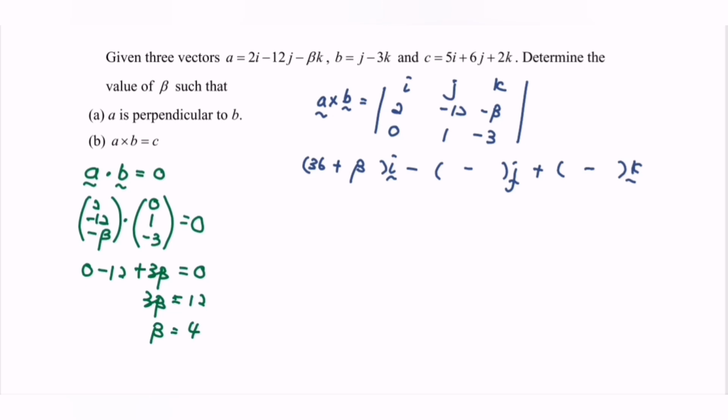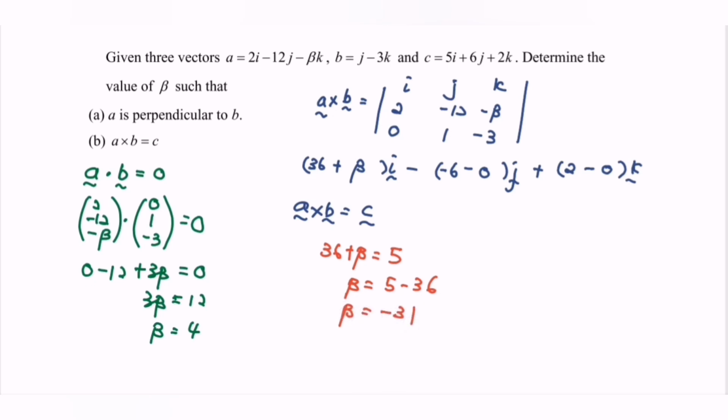If you are looking for j, kindly cover up the j column and cross the remaining entries. So we will have negative 6 minus 0. Next, k, where we have 2 minus 0. So finally, A cross B is equal to C. Kindly compare: 36 plus beta is equal to 5. So beta will be equal to 5 minus 36, so beta will be equal to negative 31. So here we are, and thanks for watching.